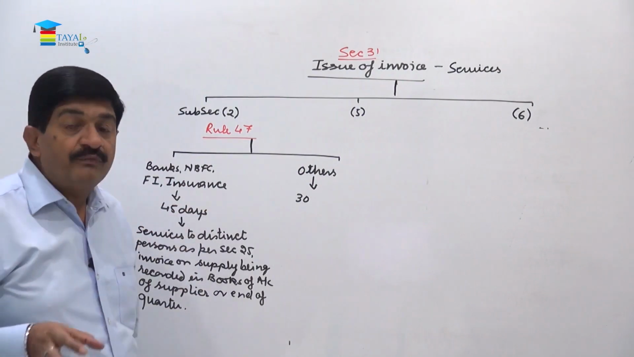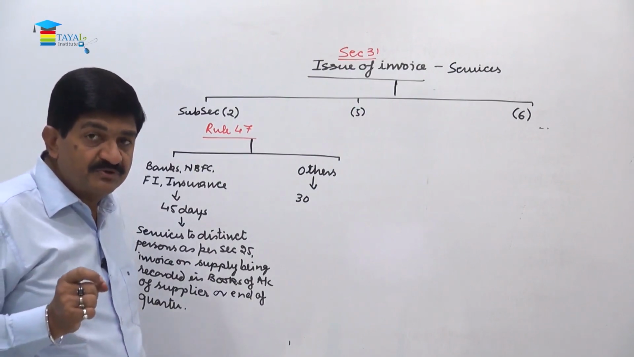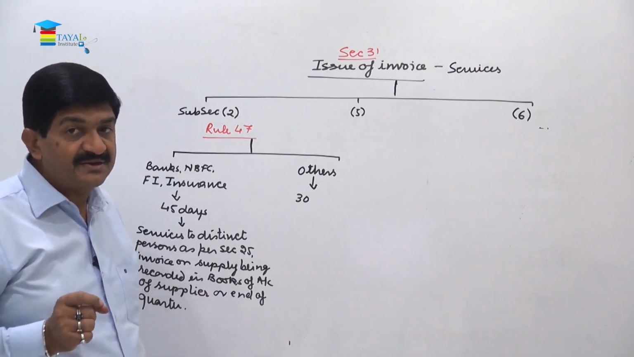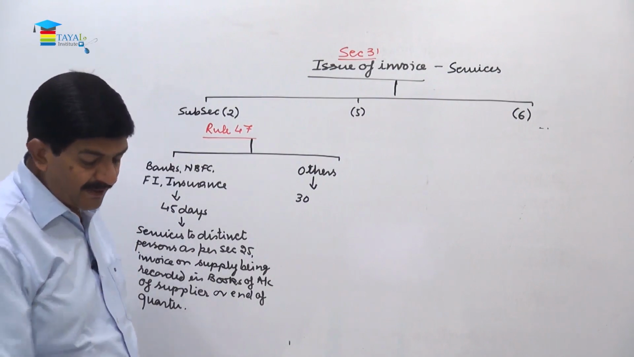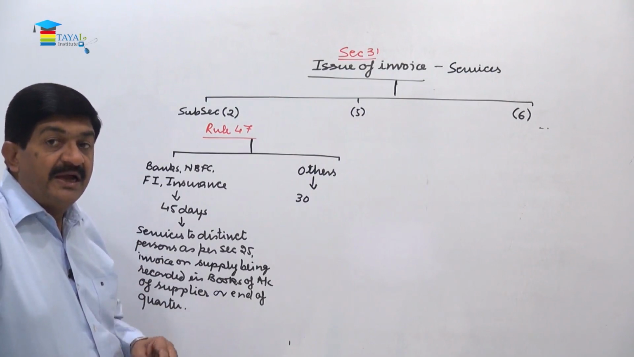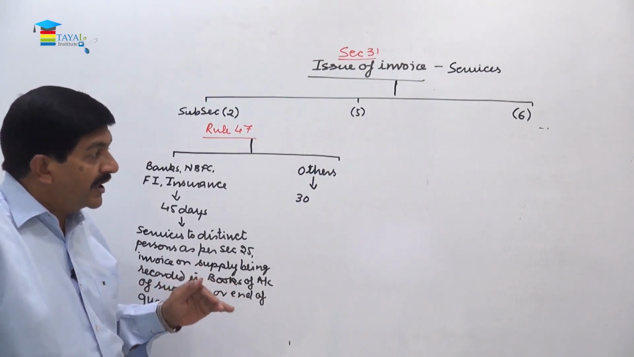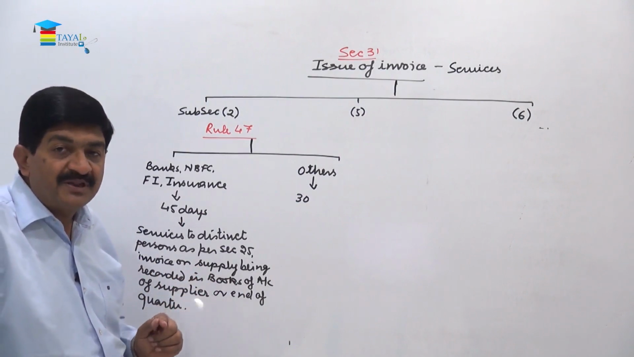So till now we have talked about subsection 1, subsection 2, subsection 4, subsection 5 and subsection 7, right? Subsection 3 is for different situations, and that is also talking about documents other than invoice. So entire that thing I am going to cover up in the next video.